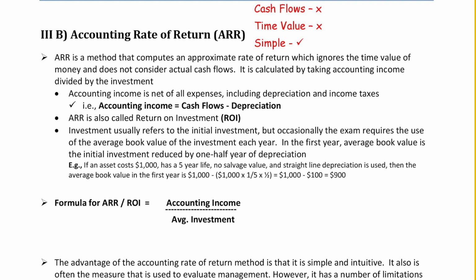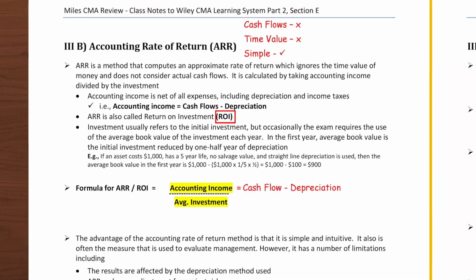So here we are looking at, put a box around ROI or return on investment. The formula is highlight accounting income divided by average investment. So what's the return on the investment? Now for accounting income, put an equal sign and write cash flow minus depreciation. So we saw that accounting income plus depreciation give us cash flows. So cash flow minus depreciation would give us accounting income to calculate ARR or the accounting rate of return.